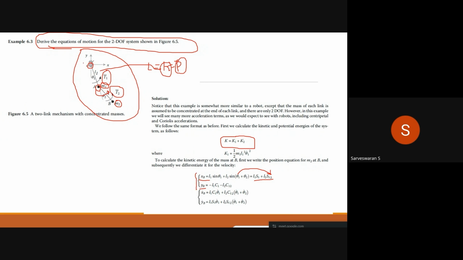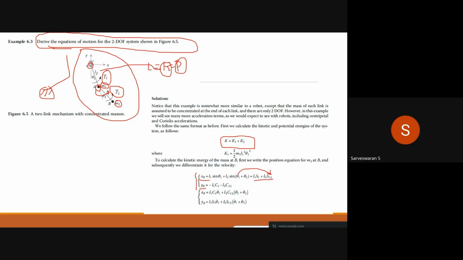Since the robot is on the downside, we are getting this relation. If the robot is above ground, like wall hanging, but the base is fixed, then it is L1 C1 plus L2 C12. So this is x and y.